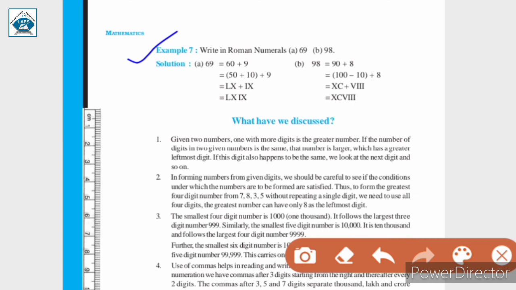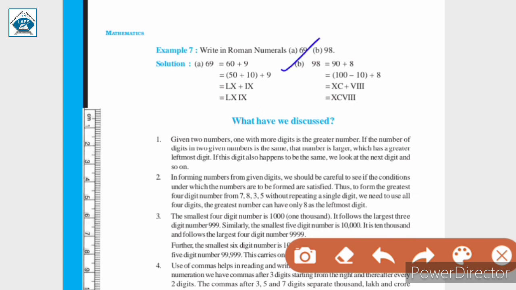Example 7. Write in Roman numerals 69 and 98. So this is just like how we have discussed. 69 can be written as 60 plus 9 and 60 can be written as 50 plus 10 and plus 9. So here brackets are used like we have discussed earlier. Then we can write 50, which is L, and 10, which is X. So LX and 9 is plus 9. So here we have LXIX. So this is how we will write 69.